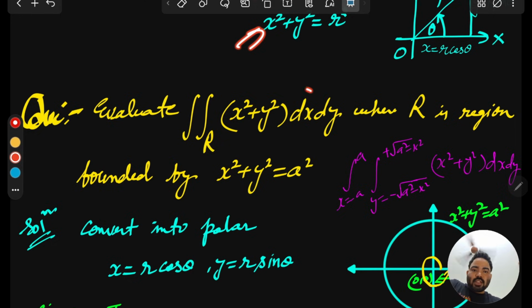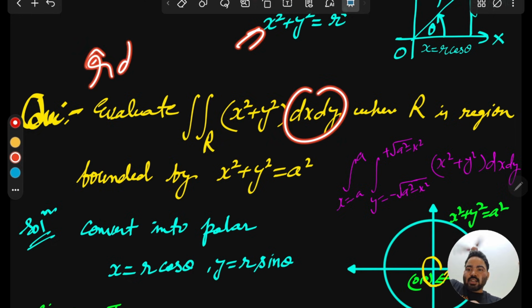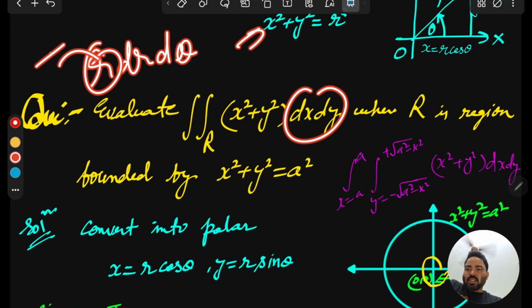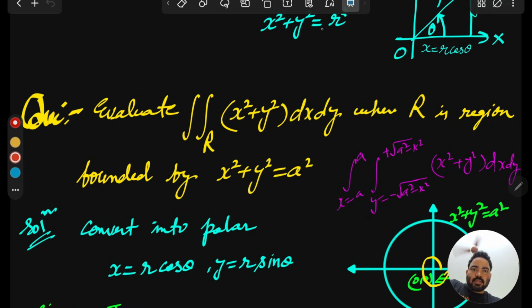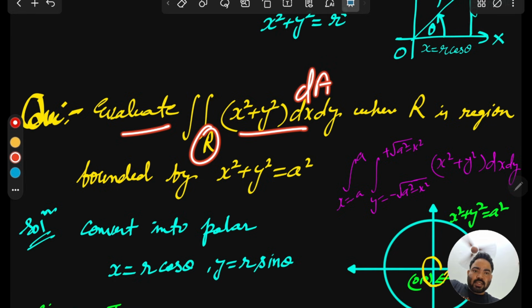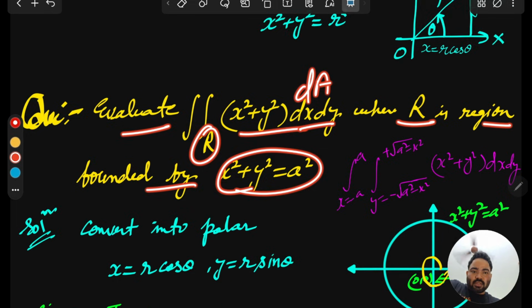So if you do this, then dx dy will become r dr d theta. This r comes from the Jacobian factor we already discussed in the Jacobian chapter, so I'm not going into detail. I'm going very fast because this is a revision lecture. See, evaluate this integral of x square plus y square dx dy. Here I can say dA also instead of dx dy. R is the region bounded by this circle, x square plus y square equal to a square.